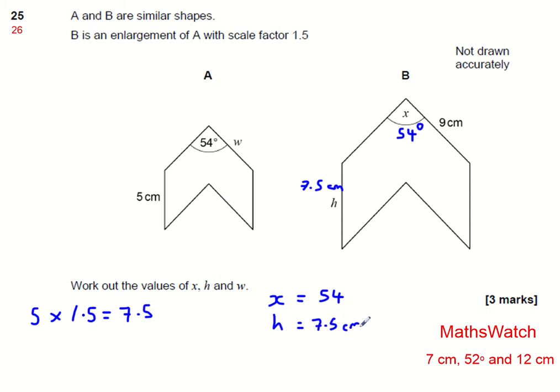If we're going from shape B to A, we're doing the opposite, so we're going to be making it smaller. So W multiplied by 1.5 is 9. So to go backwards, we're going to do 9 divided by 1.5 to give 6. So W is 6 centimeters.